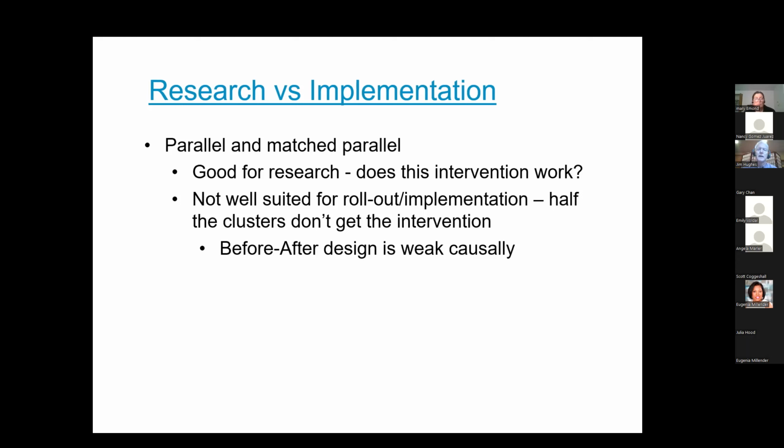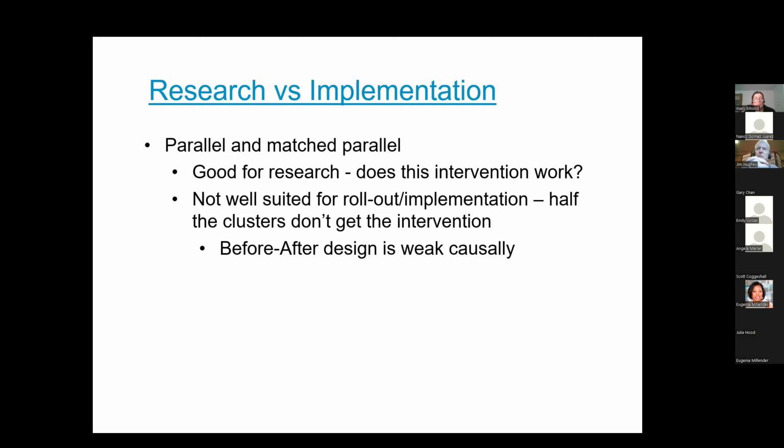We'd like to get some data on that, try and understand its effectiveness in a real life rather than a research setting. In that case, these parallel and matched parallel designs aren't really ideal, because half the clusters don't even get the intervention. And if your plan is to roll this out across the country, you would want to make sure all the counties or provinces or whatever get the intervention, eventually all the health clinics. So how do you deal with that sort of situation?